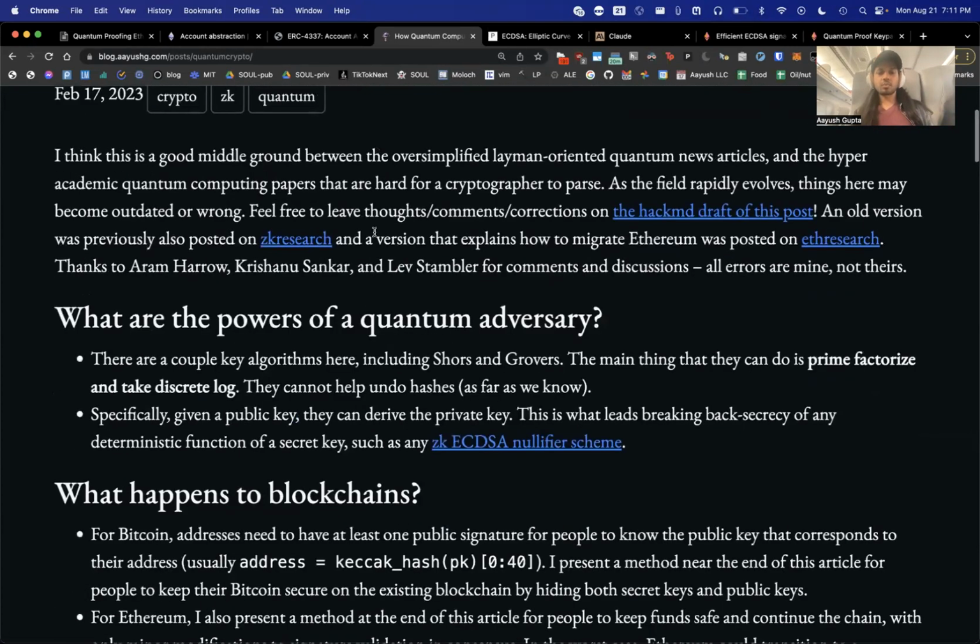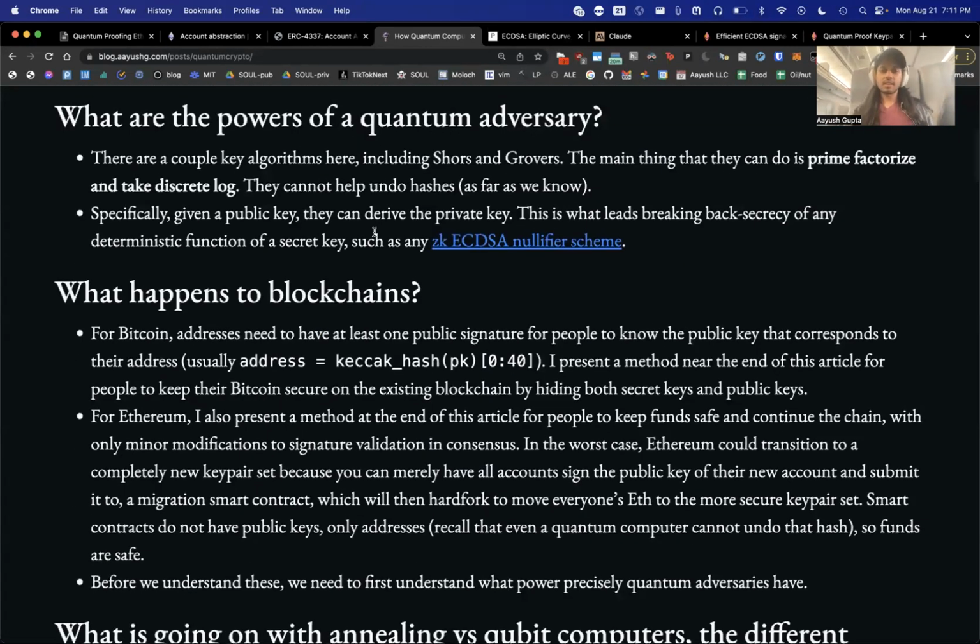A good place to start is what are the exact powers of a quantum adversary? We can go more into detail, and I've linked a couple of videos that do, but the high-level idea is that due to Shor's algorithm and Grover's algorithm, you now have a machine that can extremely quickly take prime factorizations and take discrete logs. What they cannot do is undo a hash. So a hash is still a one-way function. And the problem with this is that given a public key, they can derive a private key. And so this is what leads to all the secret keys on any blockchain system being leaked.